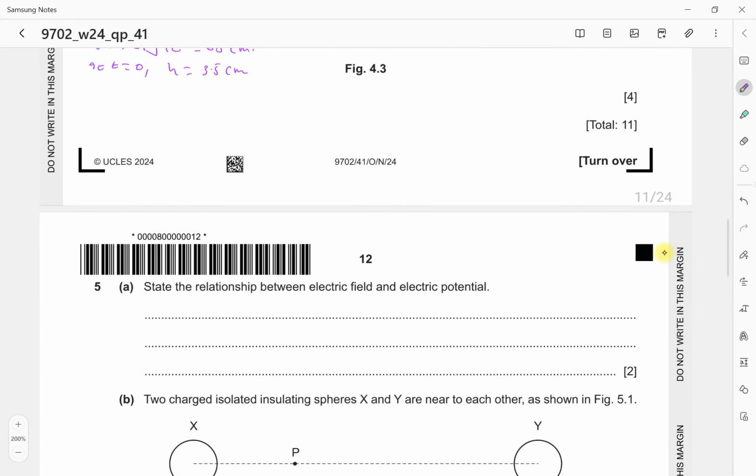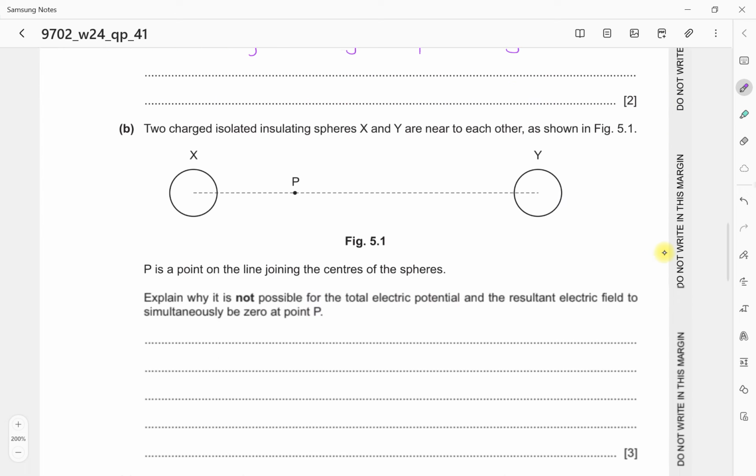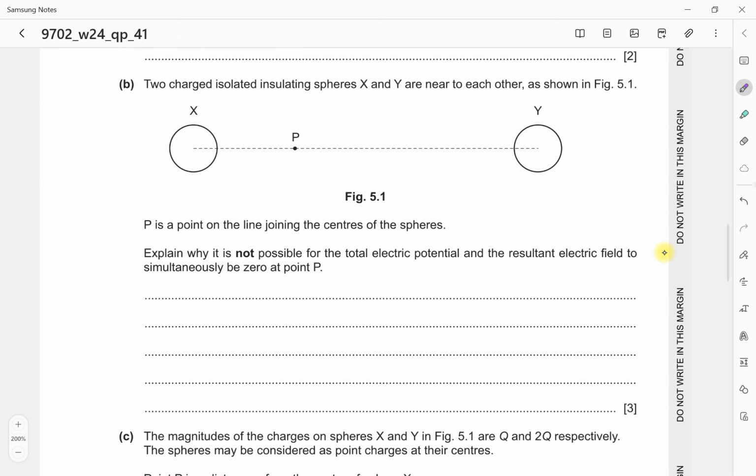State the relationship between electric field and electric potential. We know that electric field is equal to the negative potential gradient. So electric field is going to be equal to the negative potential gradient. It's the negative potential gradient.